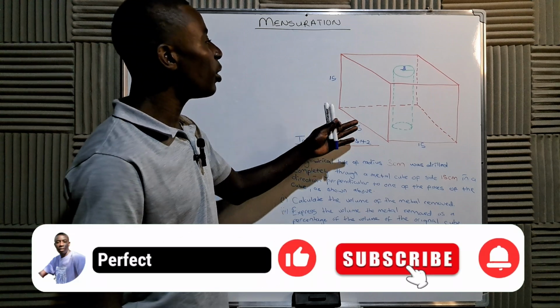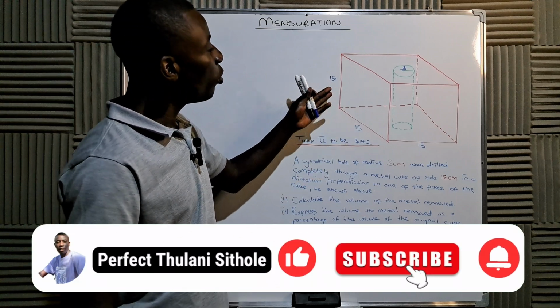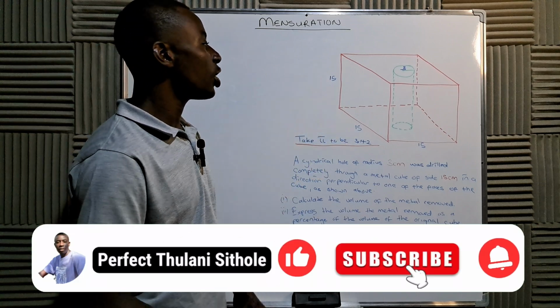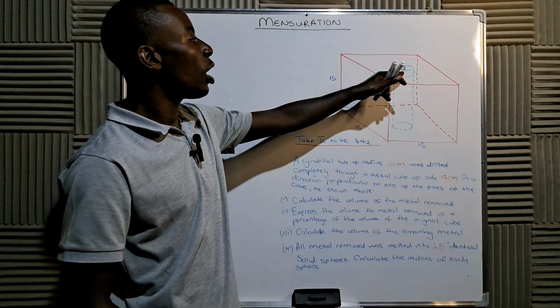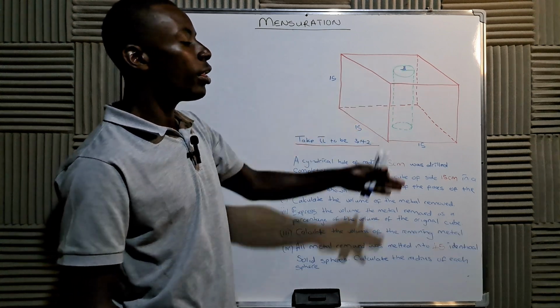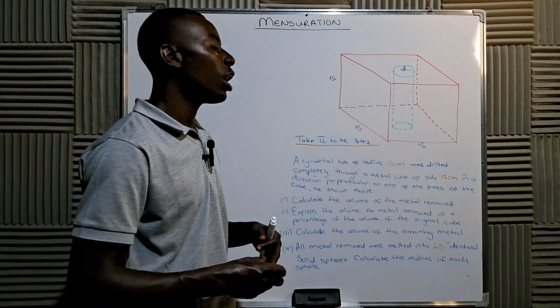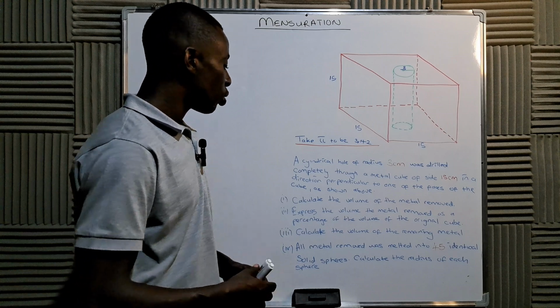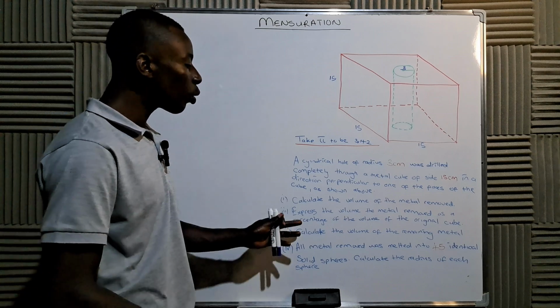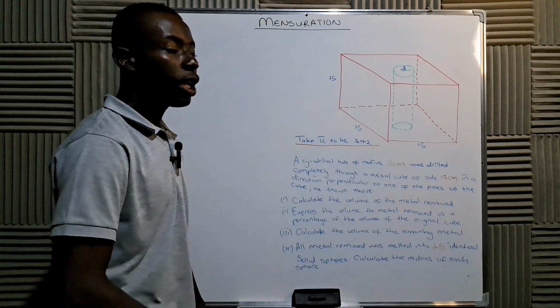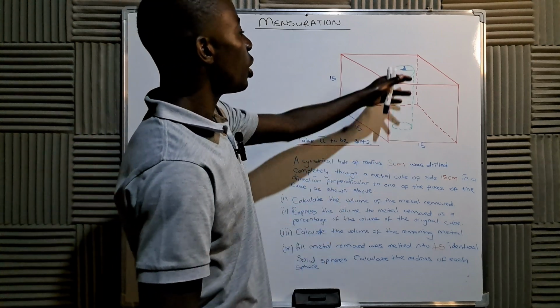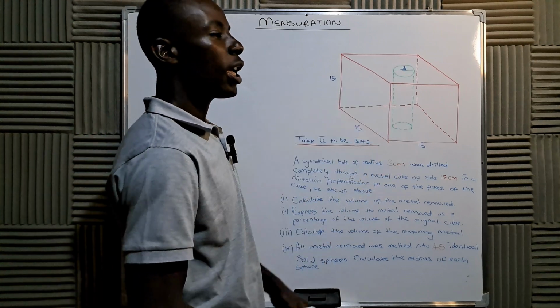So this is our diagram here, and the sides of our cube are 15 centimeters each, and this is the point where the hole was drilled, and the hole is in cylindrical shape. So our first question is saying calculate the volume of the metal removed. So we're going to use this part which is a cylinder.